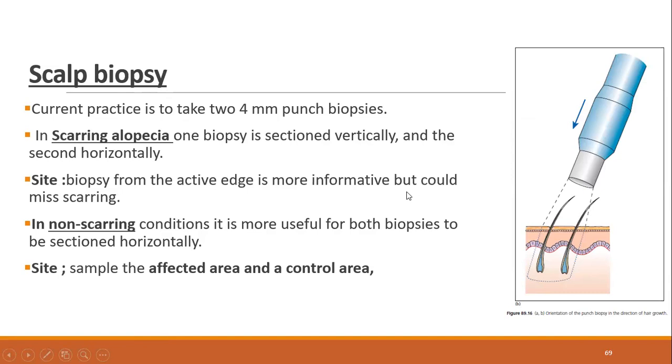Then lastly is the scalp biopsy. The current practice is to perform 2 4 mm punches. In scarring alopecia, one biopsy is sectioned vertically and the other is sectioned horizontally. In non-scarring conditions, it is more useful for both biopsies to be sectioned horizontally. Site is important, and you can take a biopsy from the affected area and compare it with the control.